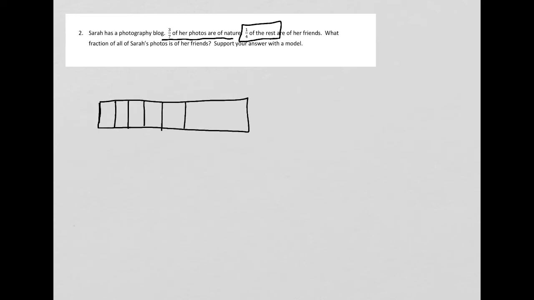So for a model, we're going to do a rectangular fraction model. But let's draw what we know. So it starts off by saying 3/7 of her photos are of nature. So if we want to just draw that, I'm going to draw a tape diagram, as always, is my first step for word problems, just to help me understand what's being asked of me. So 3/7 are nature. So we're going to do sevenths. 1, 2, 3, 4, 5, 6, 7. And 3 out of these 7 pieces are going to be nature.